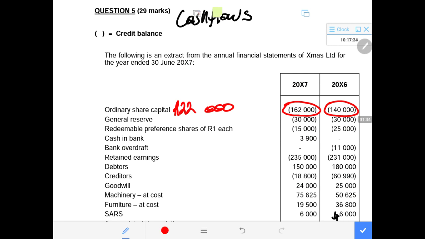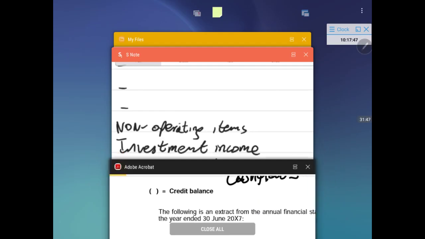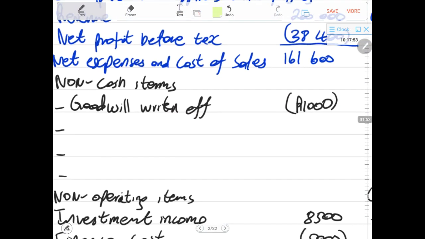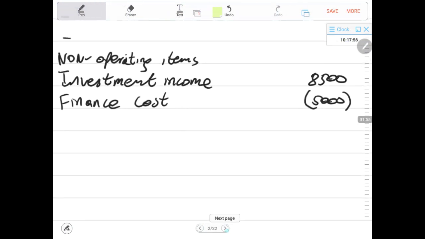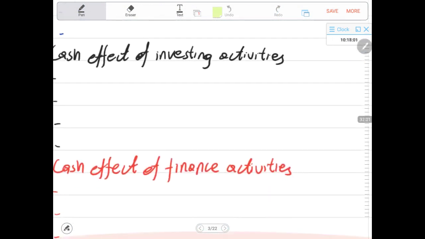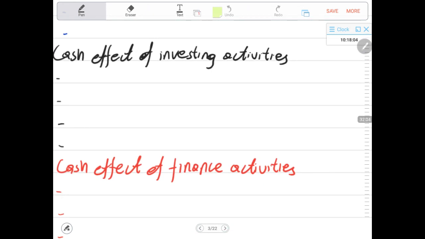Obviously, if we issue shares, people buy shares for cash and we receive money. So this money was received because of financing activities. Remember, under cash flow from financing activities, our focus is on the items or cash that was received because of financing the business. So this will go to the cash effect of financing activities.